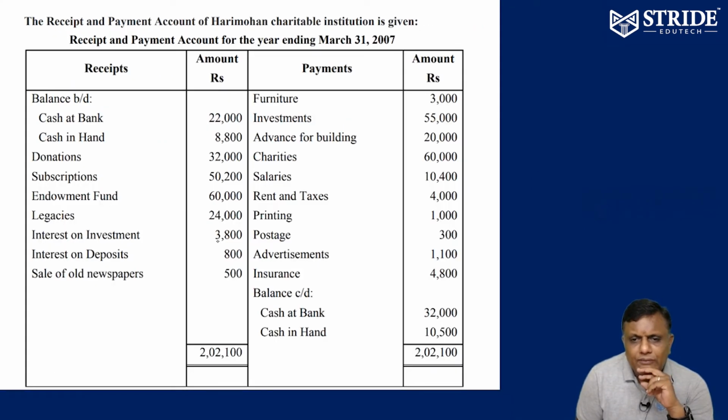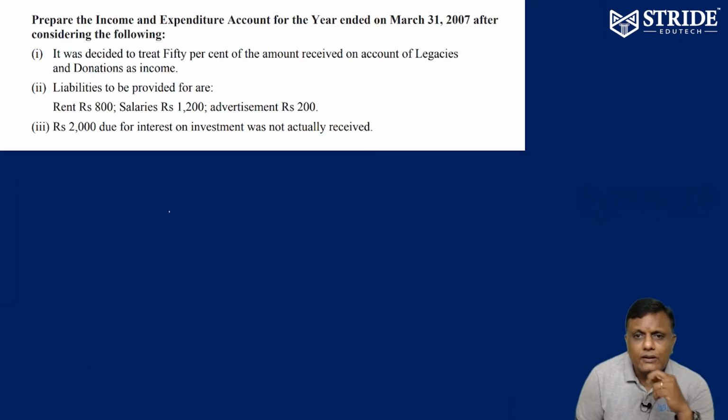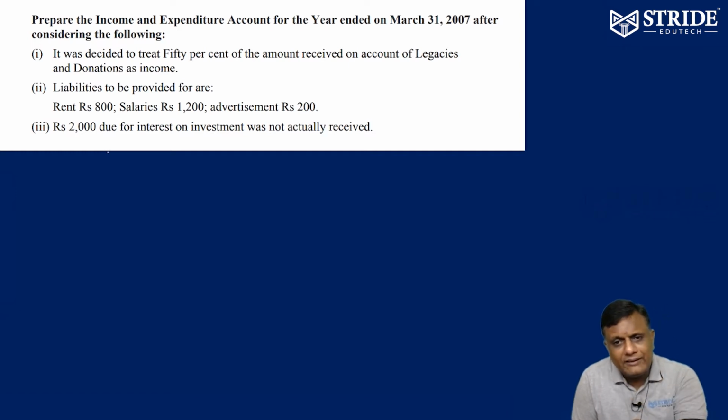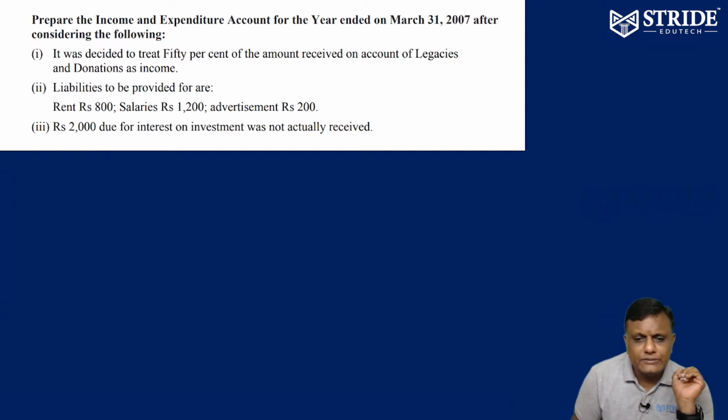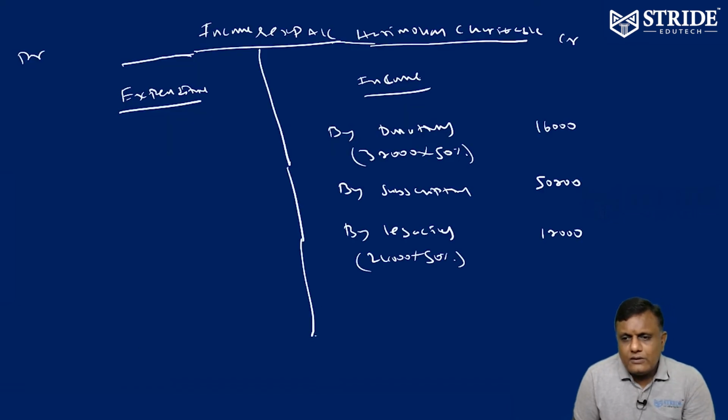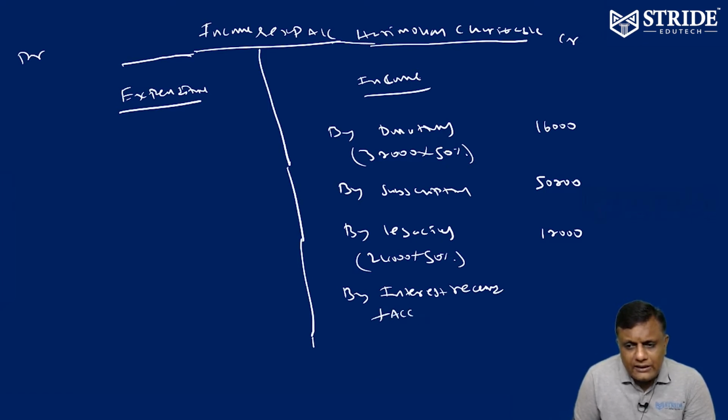Interest and investment, how much? 3,800. This we have received. Okay. What is yet to be received? 2,000. It is already accrued. It is yet to be received. Therefore, by interest received, add accrued interest we have to add to the income side. So adjustment to be done in the income side: by interest received, add accrued interest, which means interest already accrued, but yet to be received.